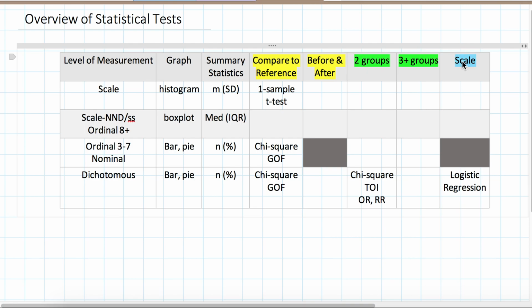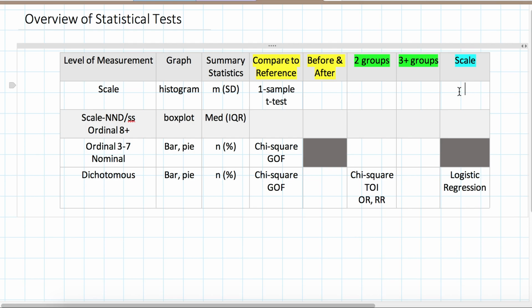And then when we're thinking about a scale predictor variable, so these are our predictor variables, the thing that I like to point out, at least on this top row right here, is that the statistical test we will eventually get to is called simple linear regression.